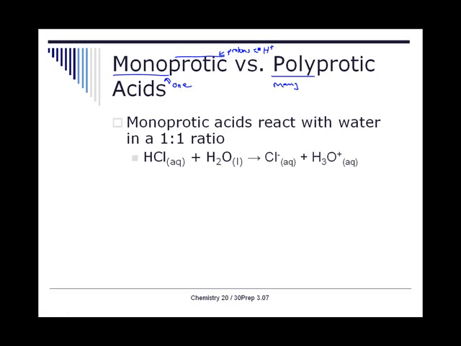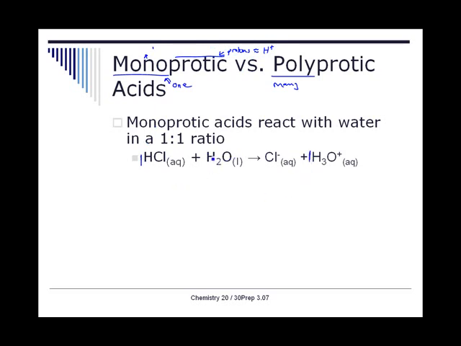So monoprotic acids react with water on a 1-to-1 ratio. Another way to say that, or to show that, is for every 1 molecule of HCl, we get 1 molecule of hydronium.